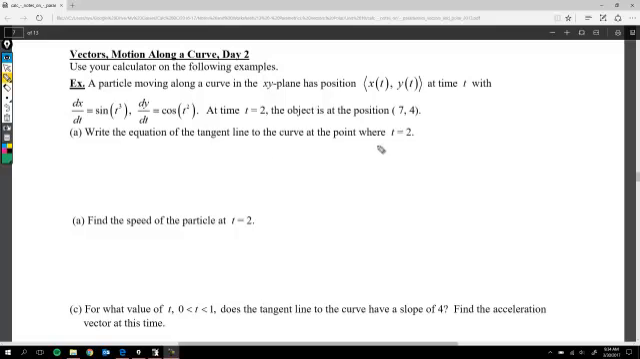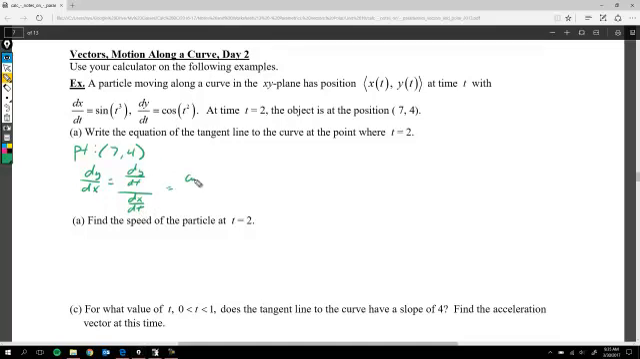So here's the nice thing. We already have our point, so our point is (7, 4). What I need to do now is figure out what my slope is. In order to do that, I need to know what dy/dx is, and I know that dy/dx is dy/dt divided by dx/dt. So these are all the things that I know, and I'm just going to go ahead and plug in.